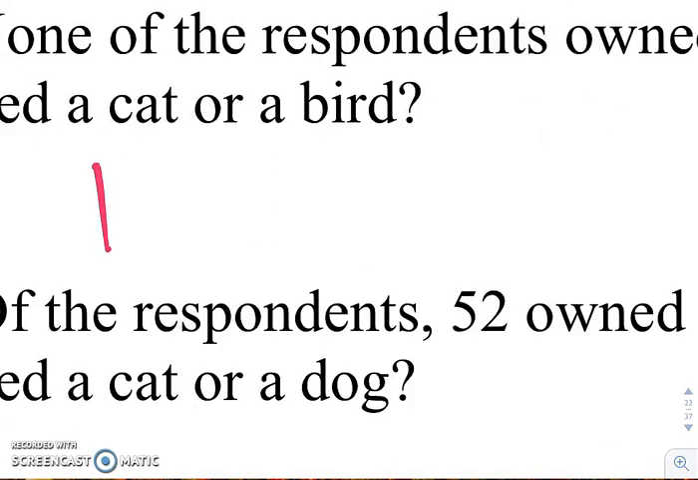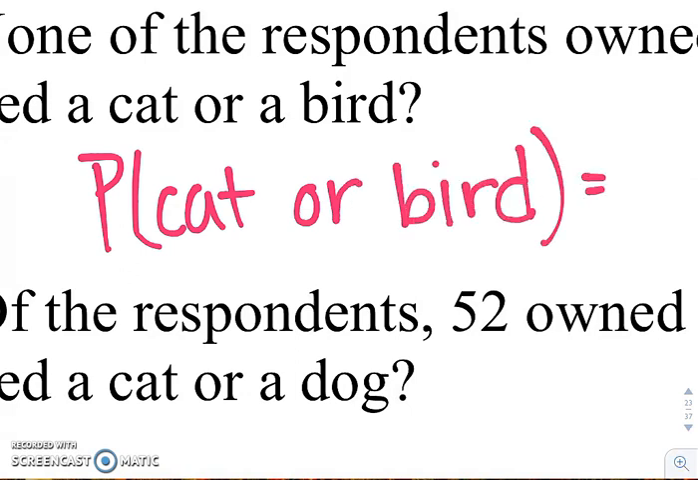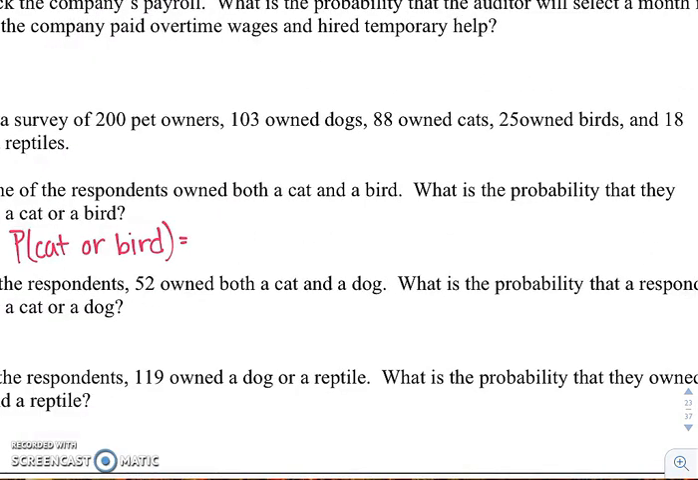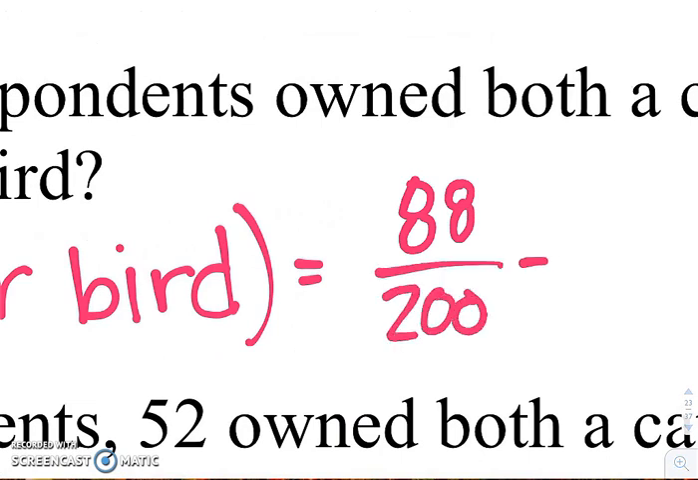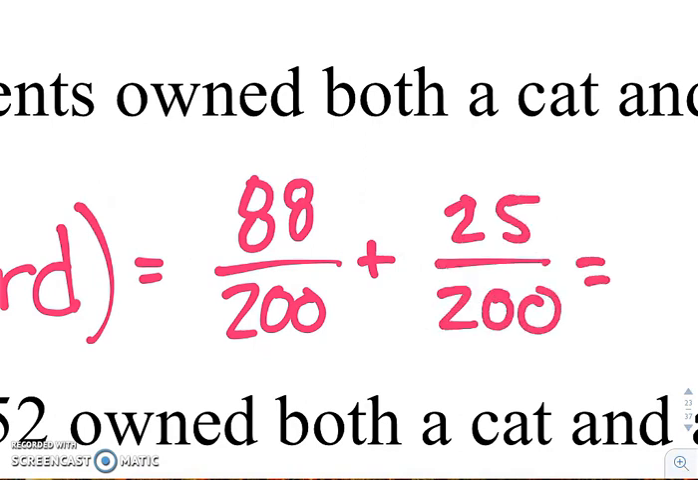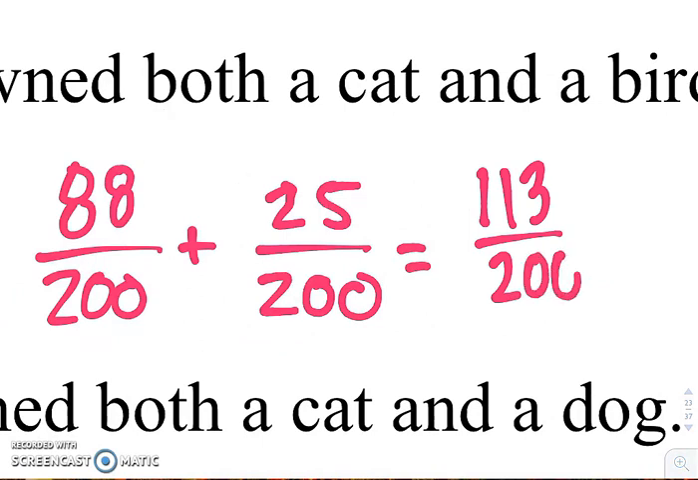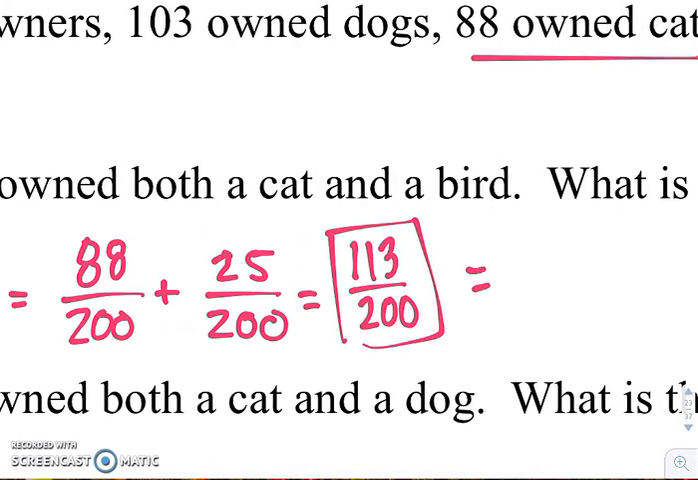So, probability of a cat or a bird being your pet, we wouldn't know if any person owned both of them. So they have to tell us that there's no overlap. So since there's no overlap that we would have to subtract, we would just want to add the cat owners plus the bird owners. So 88 out of 200 plus 25 out of 200. So 88 plus 25, 113 out of 200, which is just a little over half. So if you guys divide that, it would be 57%.